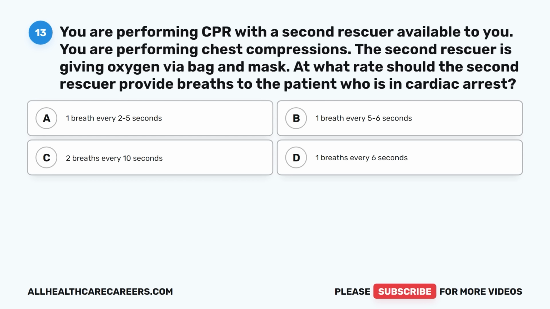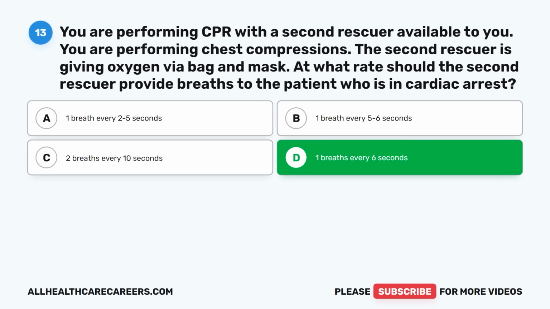Question 13. You are performing CPR with a second rescuer available to you. You are performing chest compressions. The second rescuer is giving oxygen via bag and mask. At what rate should the second rescuer provide breaths to the patient who is in cardiac arrest? A. 1 breath every 2 to 5 seconds. B. 1 breath every 5 to 6 seconds. C. 2 breaths every 10 seconds. D. 1 breath every 6 seconds. The correct answer is D. 1 breath every 6 seconds.